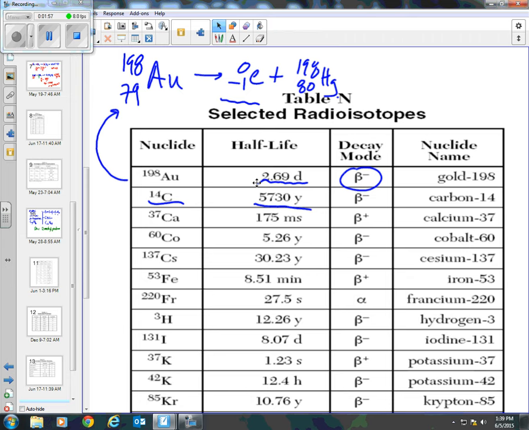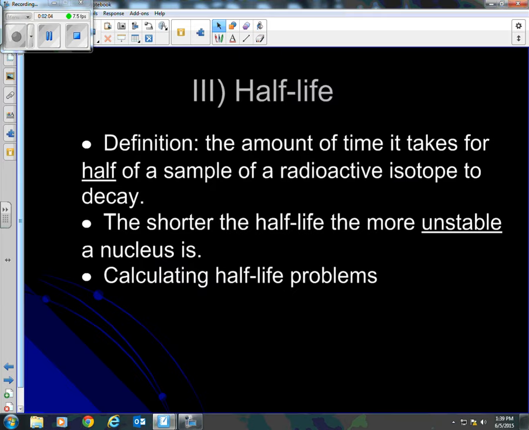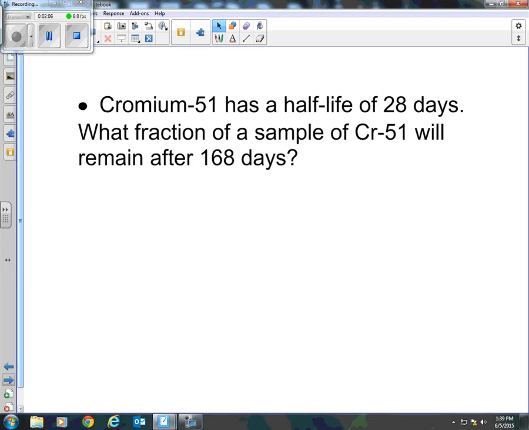So if you take a look at some half-life problems, and of course we need to have Reference Table N handy in case we need to get information from there. The very first one is talking about the isotope chromium-51. It has a half-life of 28 days. It's pretty important, I'm going to underline that. And it wants to know the fraction, again, remember, we want to circle or put a box around what it is that we want to find, of the sample of Cr-51 that will remain after 168 days.